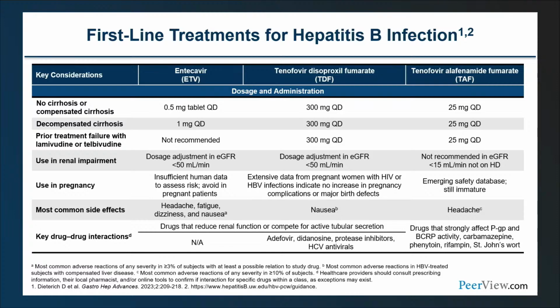There are some caveats. If you're using entecavir, you use 1 milligram for the decompensated cirrhotic. It is not recommended in pregnancy, and it is not recommended in someone who has been exposed to lamivudine because of the increased risk of resistance.